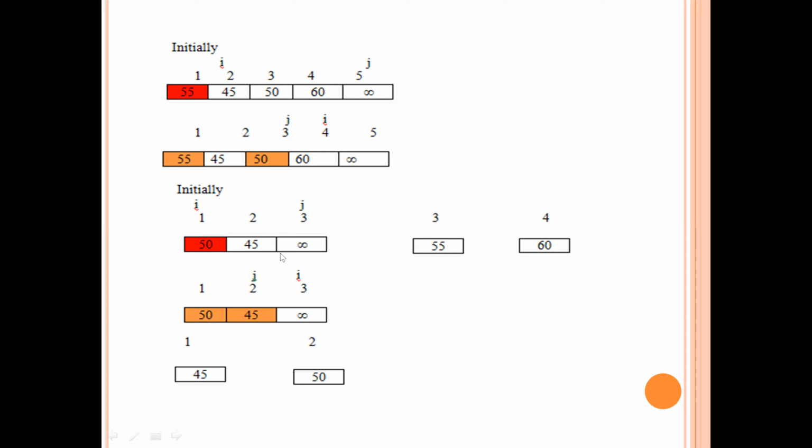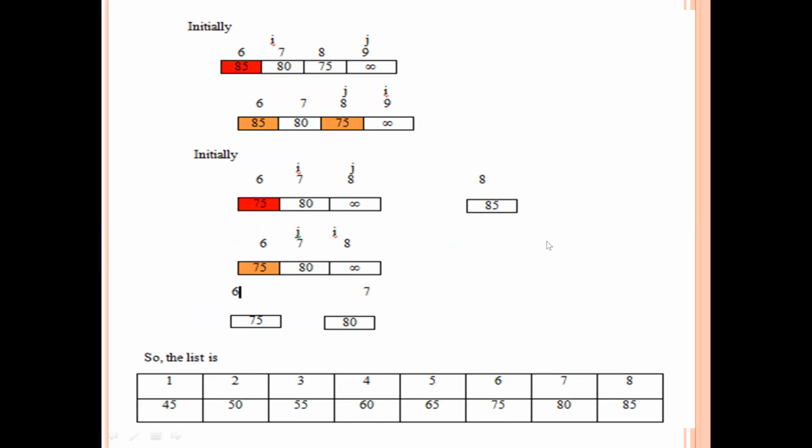Now again this small list, which has only 2 elements, the same process should be implemented. 50 becomes the pivot, and I will start here, J will start here. The process continues, and similarly you got 45 sorted at index 1 and 50 sorted at index 2. And 55 we already got here, and 60 is one element, so we can say that it is sorted at 4.